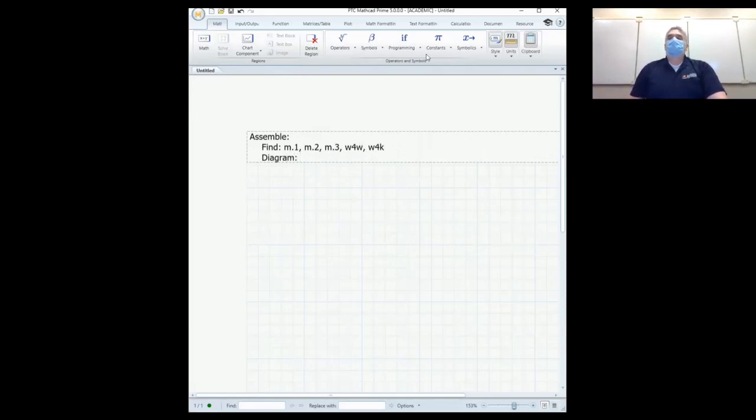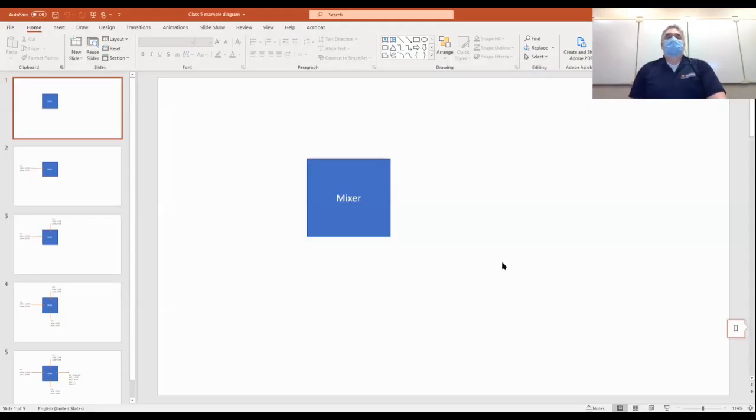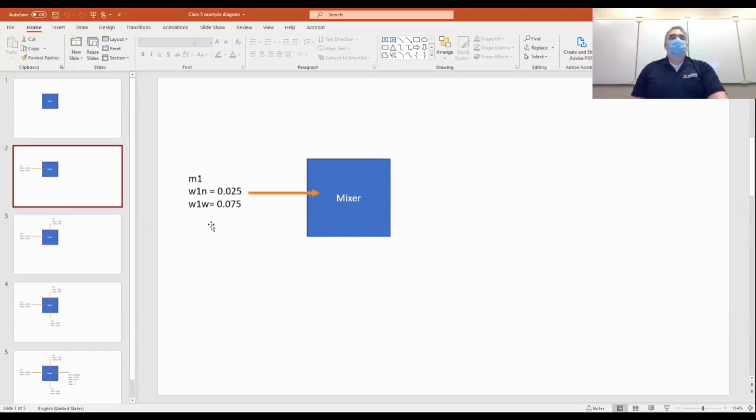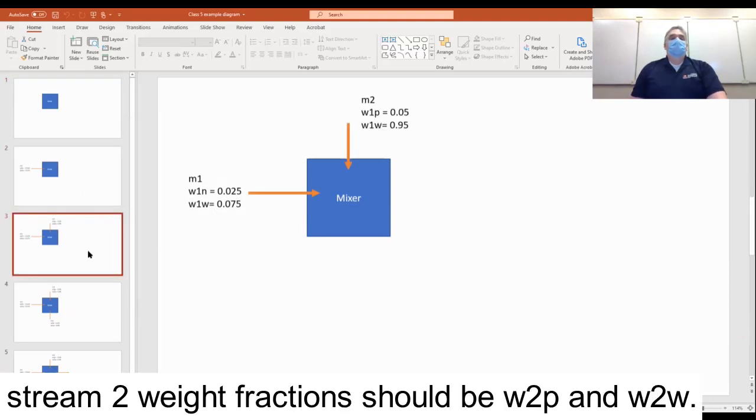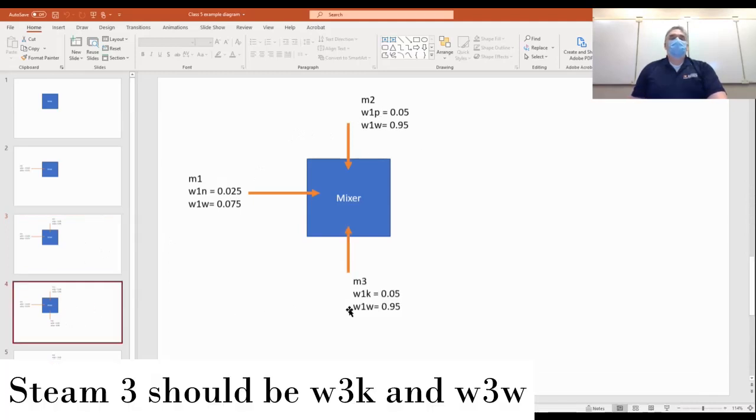So the diagram, let me go here. All right, so what's the system in this case? The system is going to be the mixer. You've got the 3 streams coming into a mixer with a 4th stream coming out. And then in the diagram, we want to make sure that we identify the streams. So stream 1 and the information that was given in the problem statement here. Then stream 2, which has got the phosphorus and water. Stream 3's got the potassium and water.